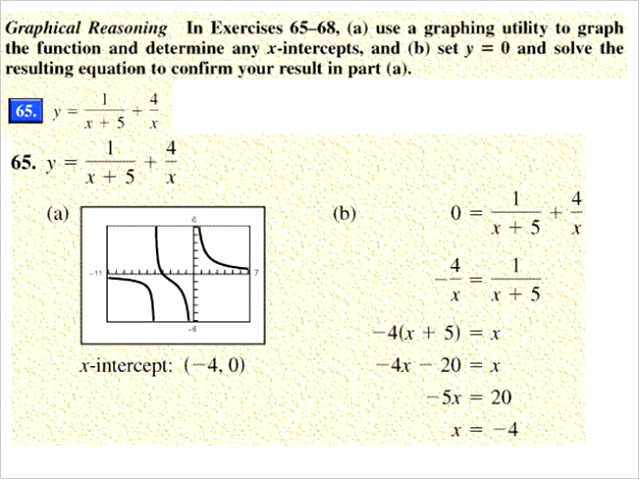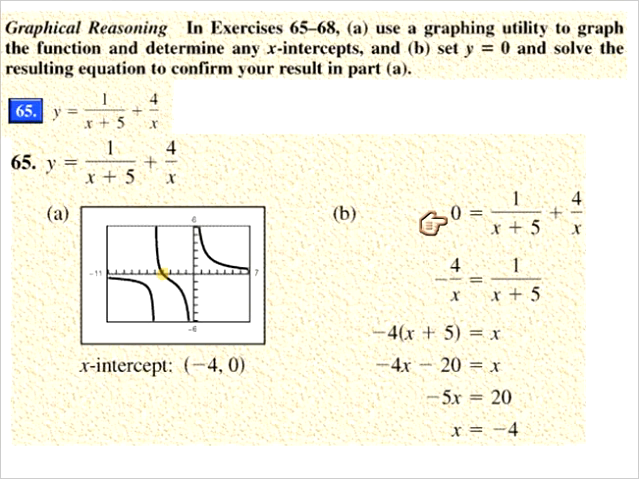And for the last one, you graph it and we want to find the 0 or the x-intercept. Looking at the graph of this, your x-intercept is going to be at -4. But let's prove that algebraically. So we set our function equal to 0 and we're going to solve.